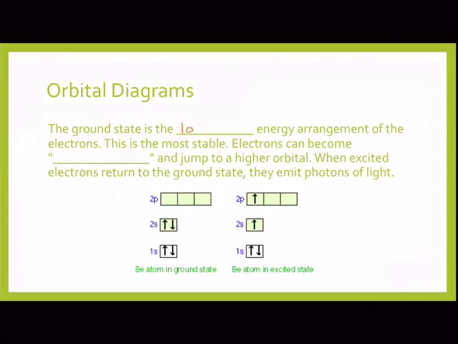So the ground state is the lowest energy arrangement of the electrons, and this is the most stable. And electrons can become excited and jump to a higher orbital. This is what we saw in lab when we did the flame lab. And then when they are excited, they have to return back to ground state, and to do that, they emit those photons of light. That's why you saw the different colors of light in the flame lab. Different things that can cause an electron to become excited are heat, electricity, and photons of the correct wavelength.